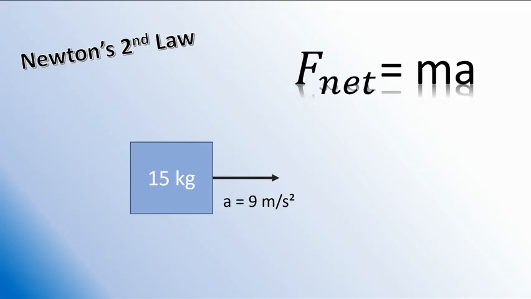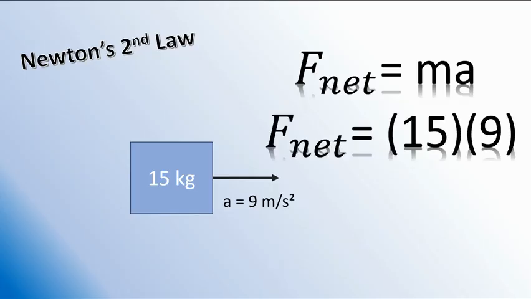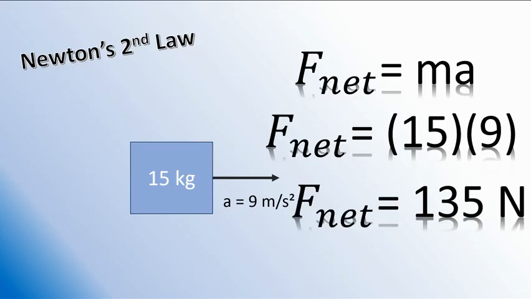Okay, so the easiest scenario is that they give you the mass and the acceleration, in which case you can just multiply them together. In this case, a 15 kilogram box is accelerating 9 meters per second squared, and you just have to multiply those, and that gives you the net force.